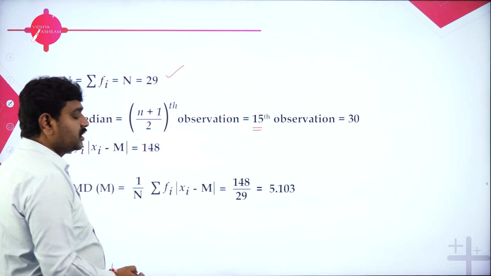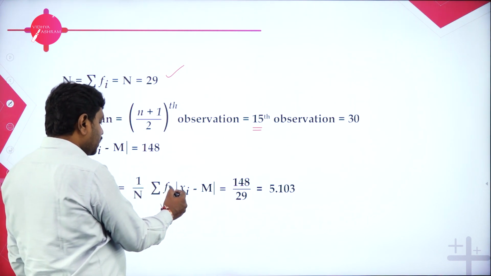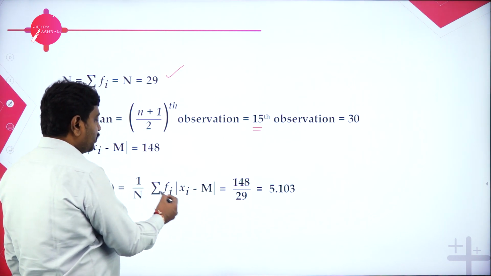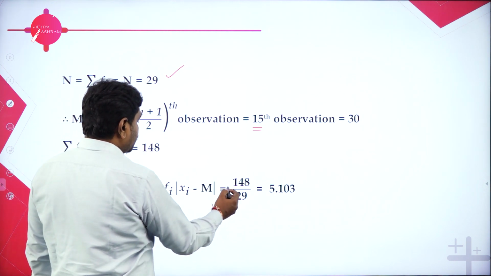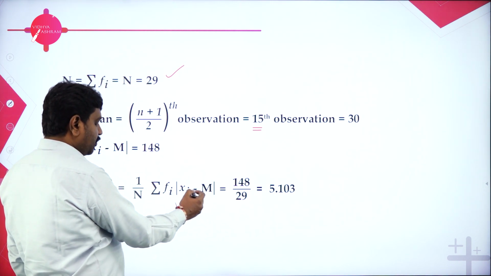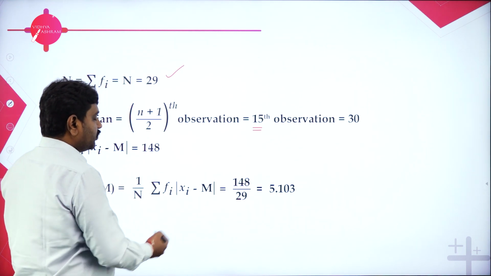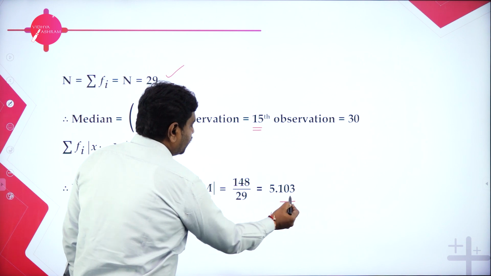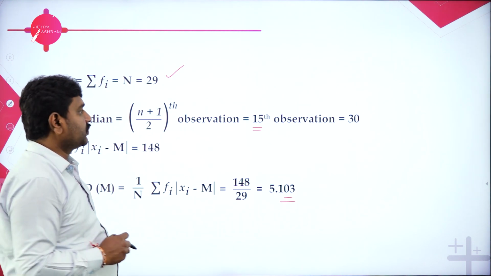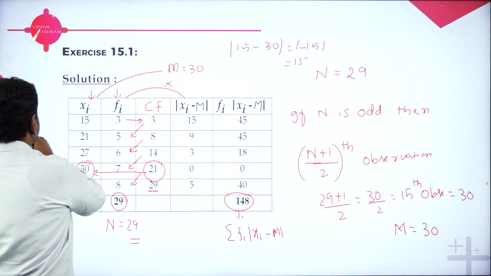Now going ahead, we want the mean deviation. What is the mean deviation formula? 1 by n into sigma fi modulus of xi minus m. 1 by n means 1 by 29. Sigma fi modulus of xi minus m is in the table, 148. So calculate the mean deviation, you will get 5.103.